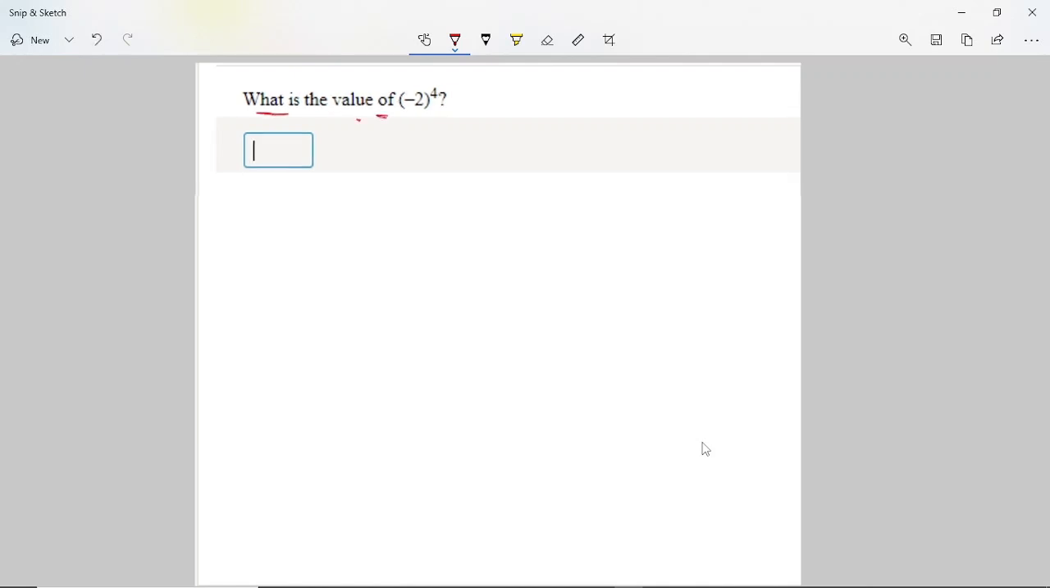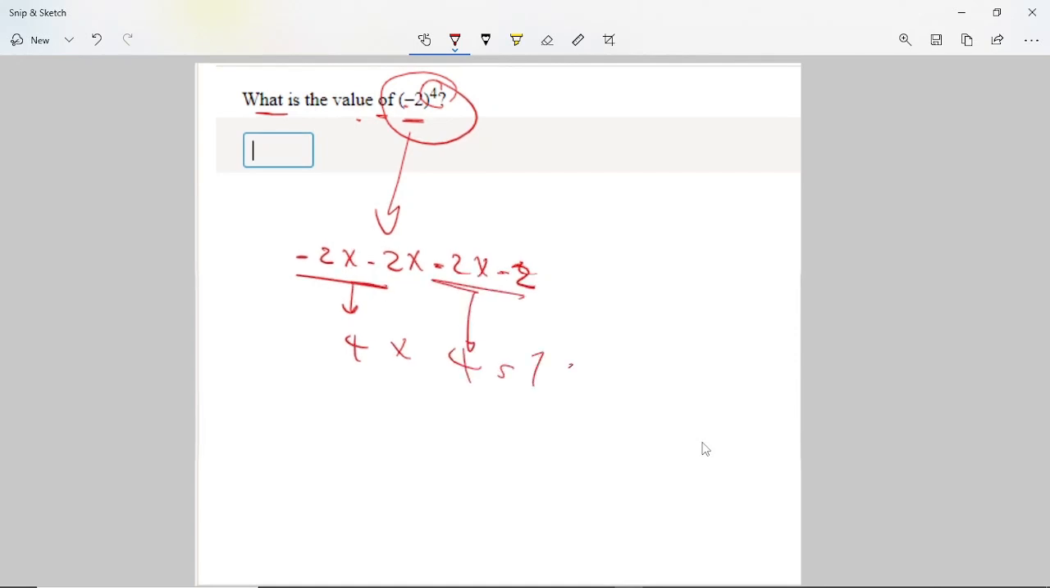What is the value of minus 2 power of 4? Power of 4, that minus 2 will be multiplied 4 times. And the power is even, so this minus will be positive. So here it will be 4 multiply 4 equal to 16. So the answer will be 16.